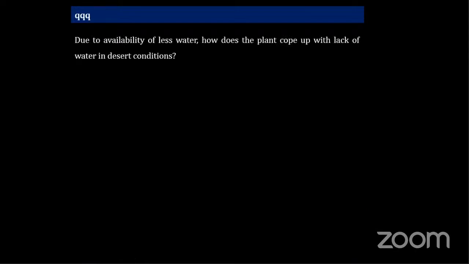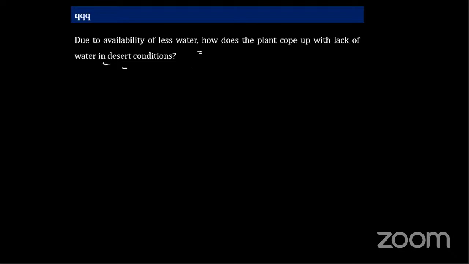All right, guys. Last question of today's session. Due to availability of less water, how does the plant cope with the lack of water in desert conditions? Desert plants perform photosynthesis during the day, but they take in carbon dioxide at night, so the loss of water will be less. Right. This is one of the adaptations. They do not open their stomata during daytime. It opens at night time.